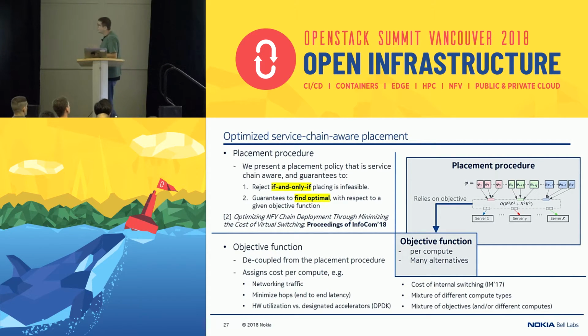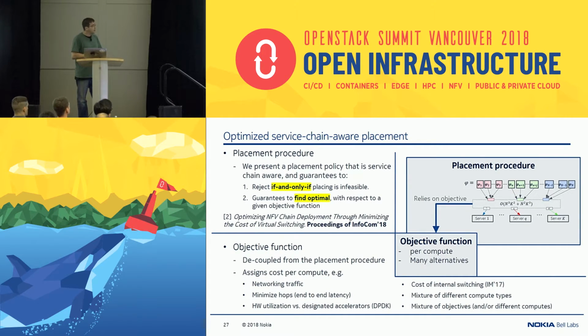Whatever that you want to say about this compute, to give a cost for this compute. It could be the network traffic. It could be minimize hops. It could be hardware utilization, whether you have a certain accelerator or not. It could be a mixture. It could be lexicographically ordered between different KPIs that you'd like to optimize.